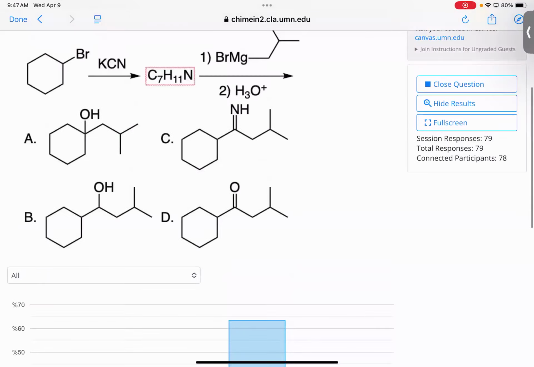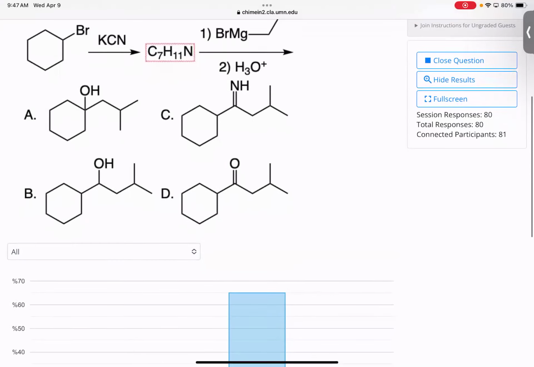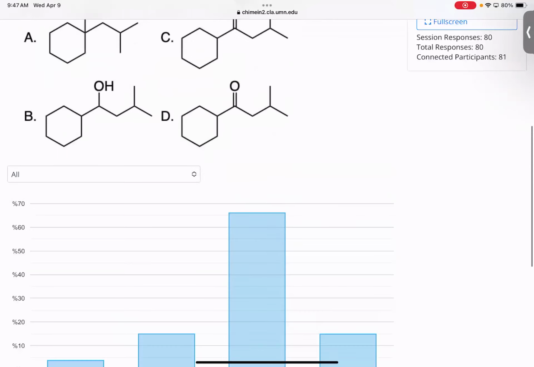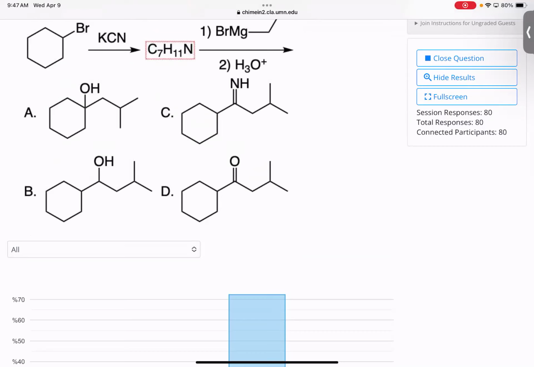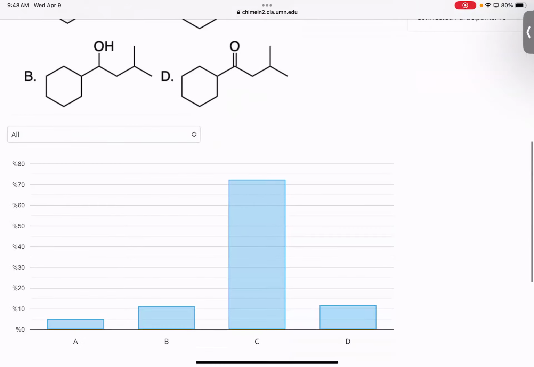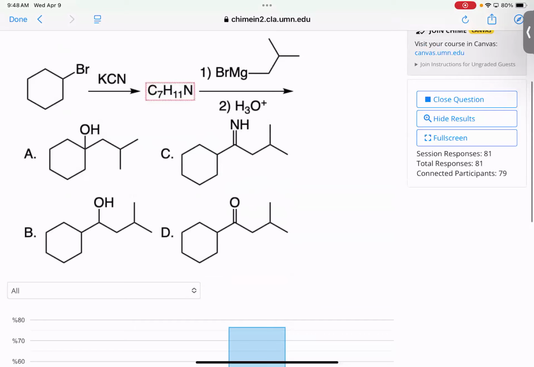We certainly have seen Grignard reactions make alcohols. We've seen this a number of different times, so I can understand why people are thinking B. I think C and D are good answer choices, and I see most of you have chosen C because you didn't see heat in those workup conditions. So we didn't go all the way to our ketone because we don't have heat.